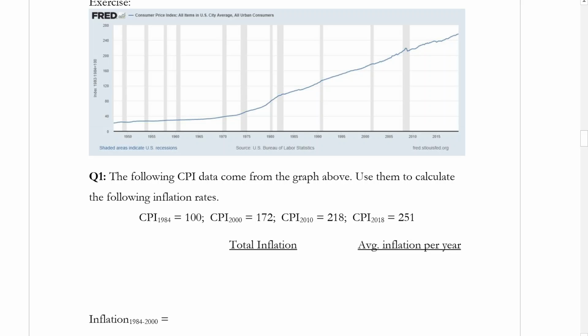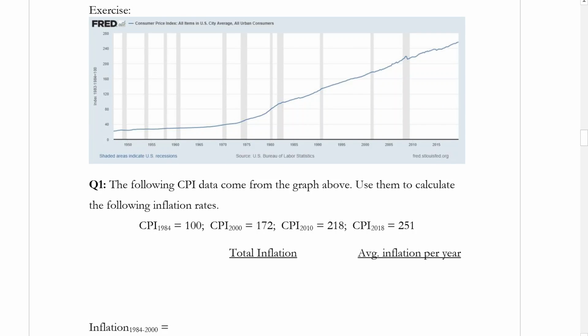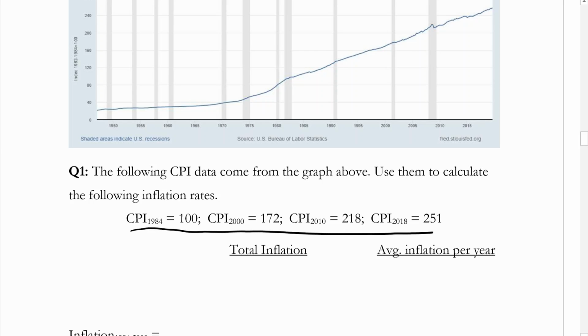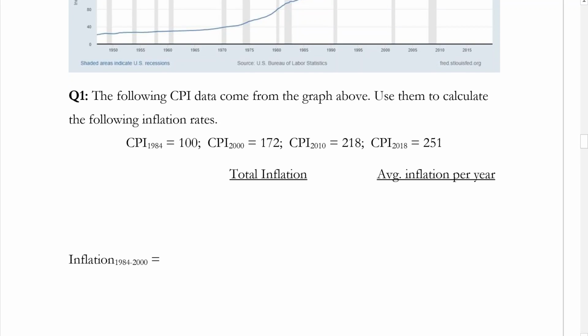So here we have American CPI back to the 1940s, and I've collected some of the data here, summarized it in these numbers. I'm going to do a few of these examples and leave the last one for you to try yourself. But we're going to look at total inflation and then the average inflation per year. And we're going to just use that same formula that we just wrote down. So if the CPI in 1984 is 100, and the CPI in the year 2000 is 172, what's the inflation rate between those time periods?